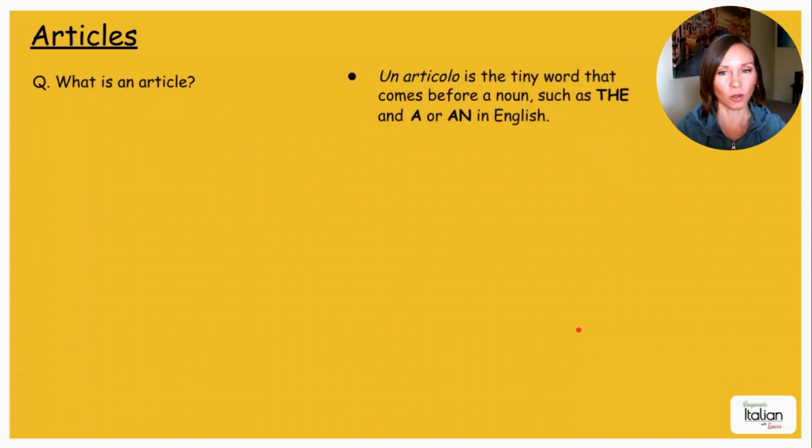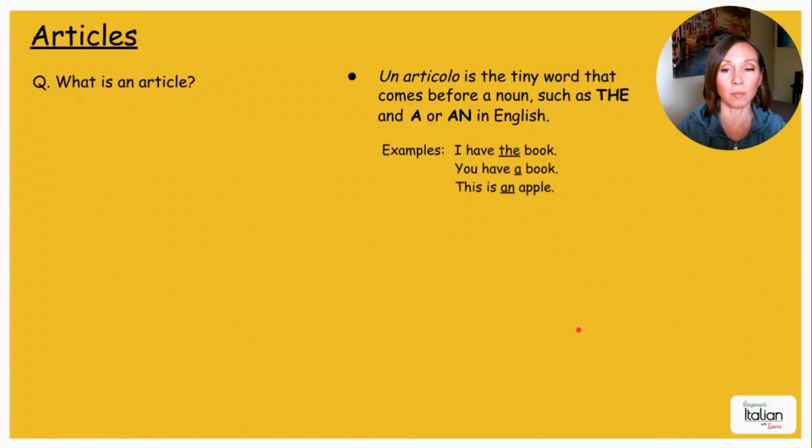Un articolo is the tiny word that comes before a noun, such as the and a or an in English. For example, I have the book, you have a book, and this is an apple. Okay, so these are the articles right here. Here's a definite article, an indefinite, and an indefinite article. How many types of articles are there?